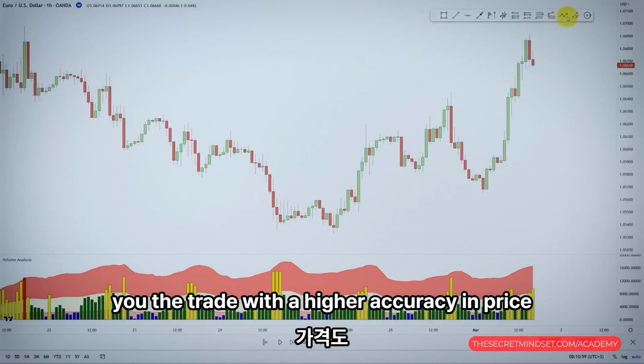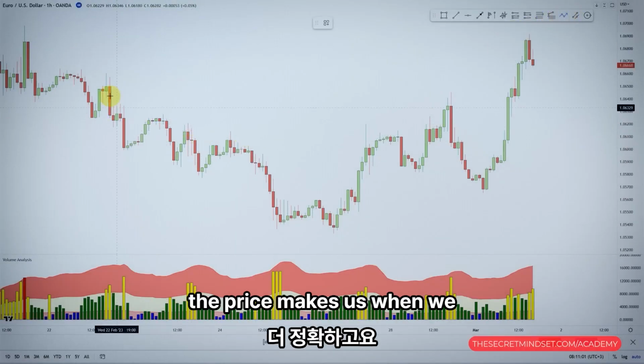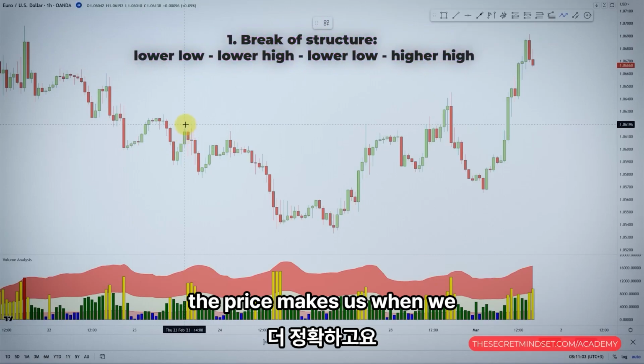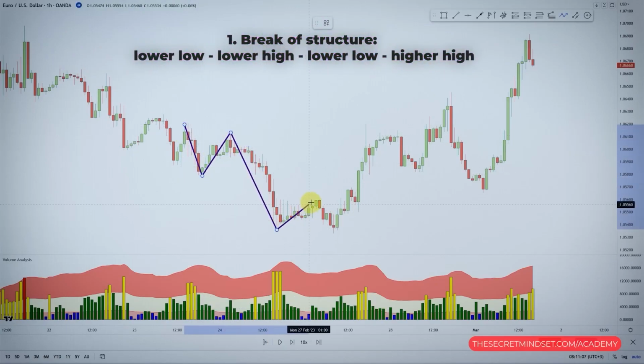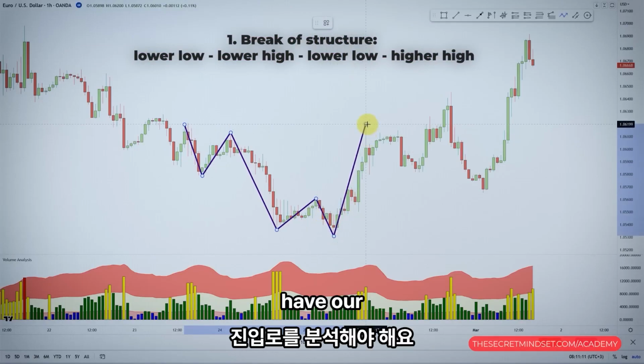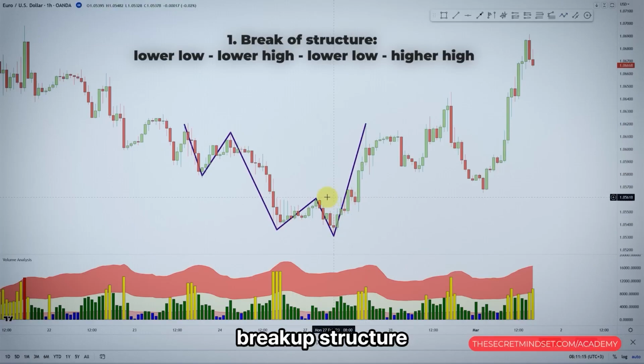Here we see a significant decrease in price on euro dollar. The price makes a swing low, followed by a lower high, then makes a lower low, and it shoots up and breaks the previous high, marking a higher high. We have our breakout structure. Now we need to find a demand zone for the entry.